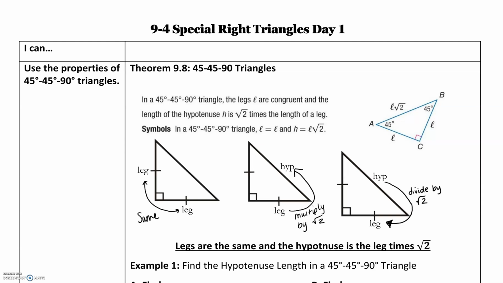In this lesson, we're going to talk about special right triangles. There are two types. There is a 45-45-90, and then there is a 30-60-90. So we're going to start with the 45-45-90. And if you notice, we have the same sides for the two legs. The hypotenuse is then just the leg times a radical 2.